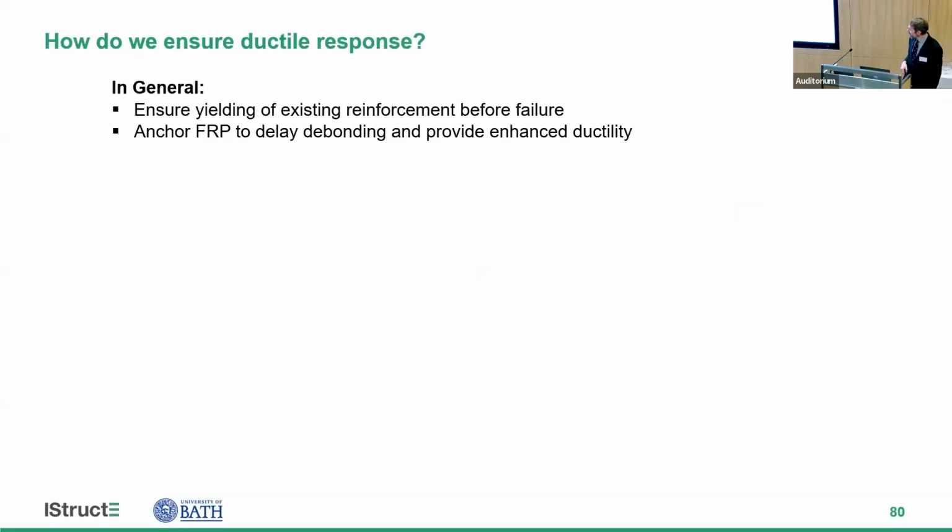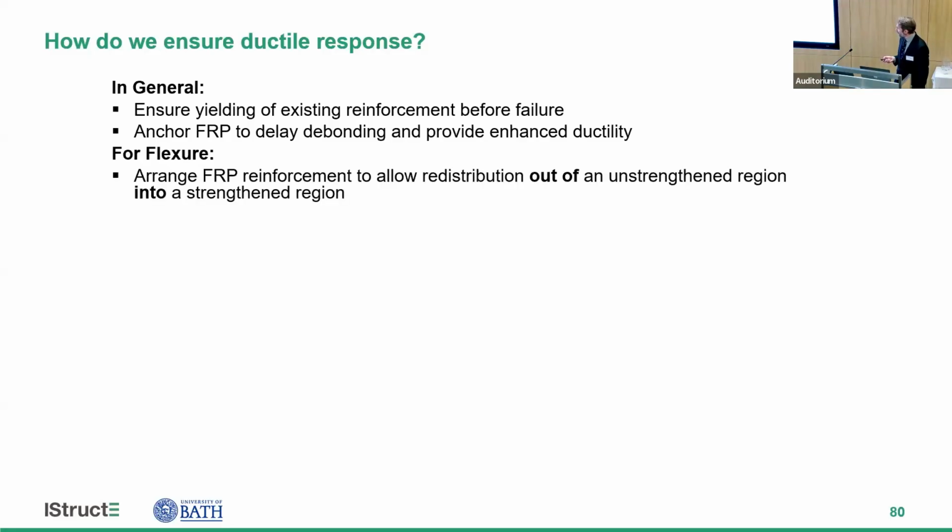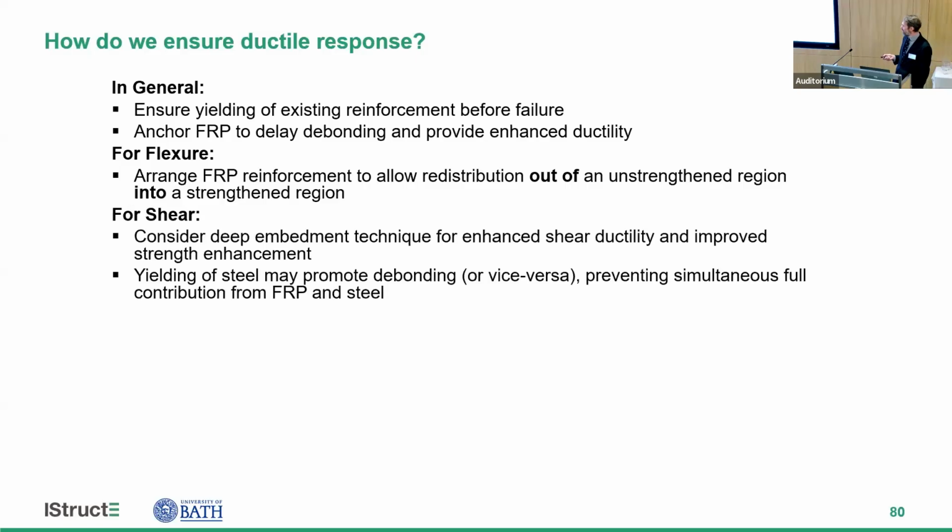So how do we ensure ductile response? So in general, ensuring yielding of that existing reinforcement, anchoring the FRP can help increase the strains in the steel and the FRP to allow that to happen. In flexure in particular, for statically indeterminate structures, we need to arrange our FRP reinforcement to allow redistribution out of unstrengthened regions into a strengthened region.